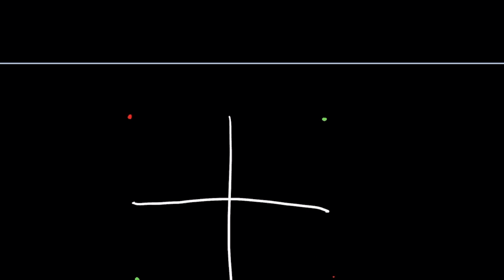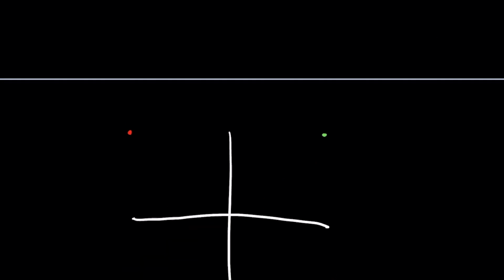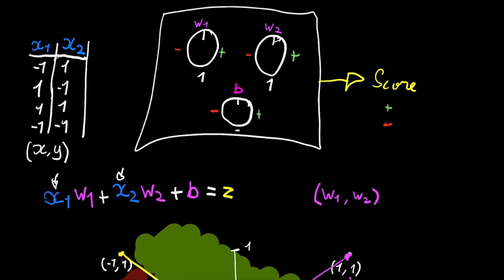But now, imagine we wanted, for example, these 2 to be classified as positive and these 2 to be classified as negative. There's no possible linear boundary that we can draw to separate these. It just doesn't work. And so that's a fundamental limitation of the simplest machine that can learn, right?